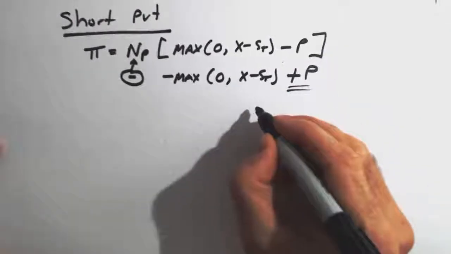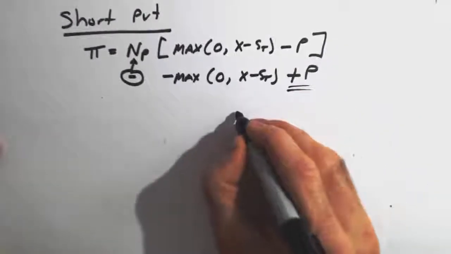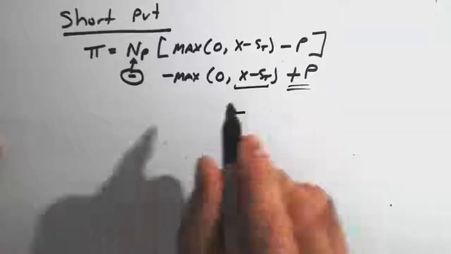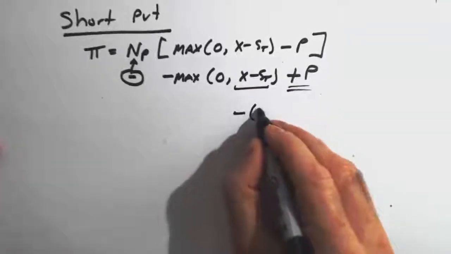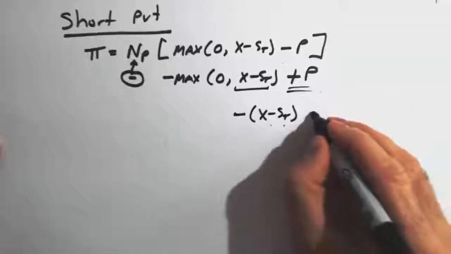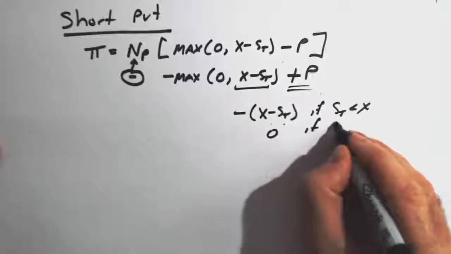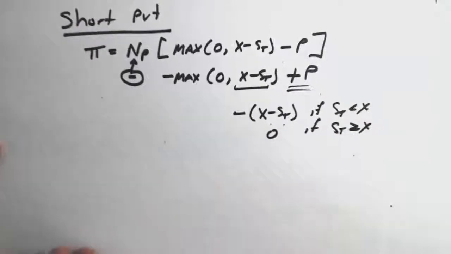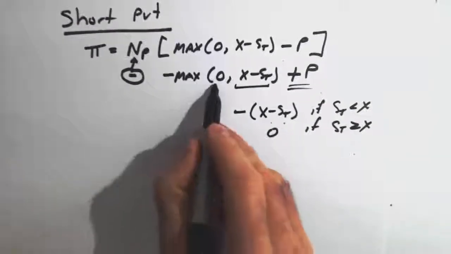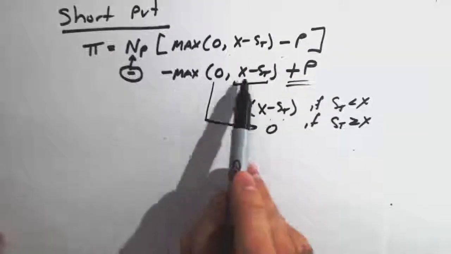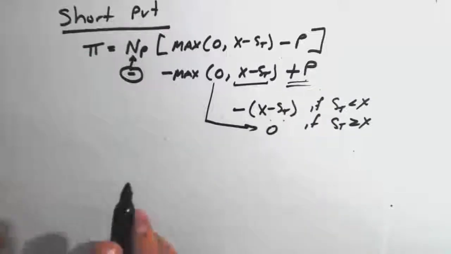Now, remember, a little cheat sheet here to write it: if it's in the money to the holder, the payoff is going to be this if ST is less than X, and it's going to be 0 otherwise. And the 0 being right there. And then the profit is going to be the payoff plus the premium collected.